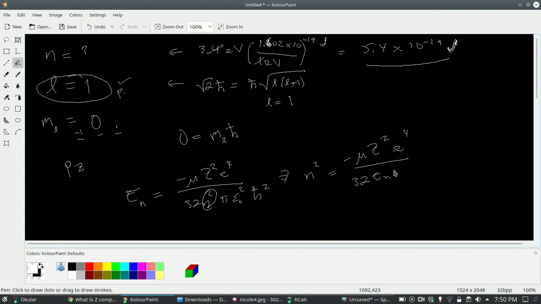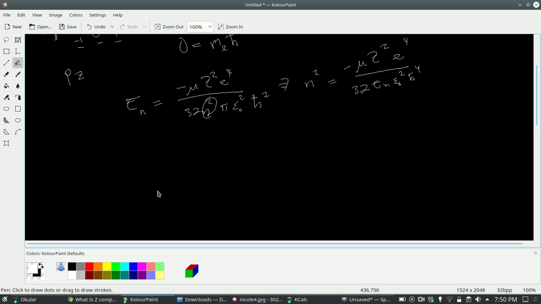e epsilon naught squared h bar to the 4th. And I take the square root of both sides. Now, the n is going to equal the square root of the mu. Okay, what is mu? Mu, remember, is the reduced mass. So it is mass 1 times mass 2 divided by mass 1 plus mass 2.